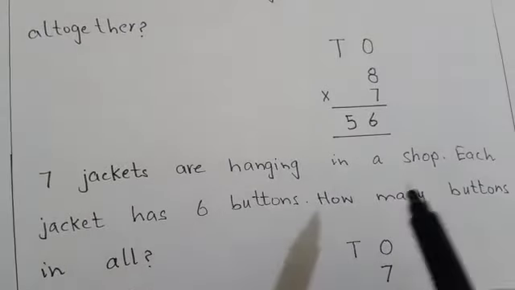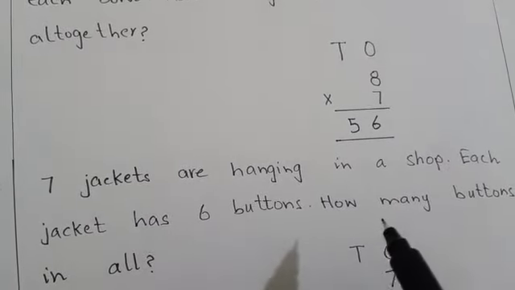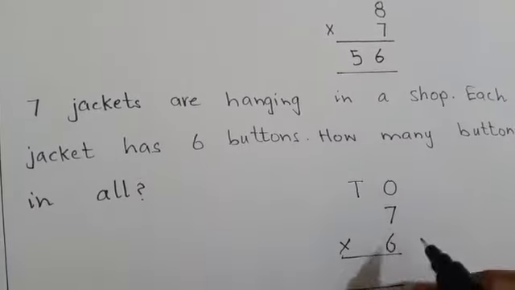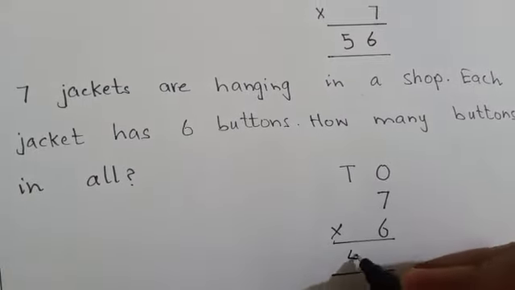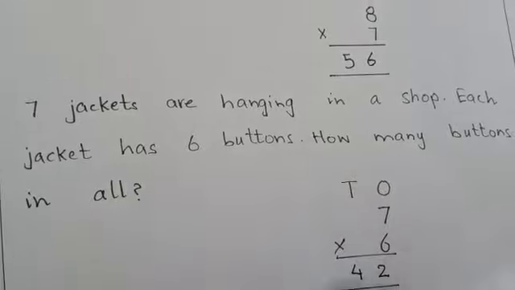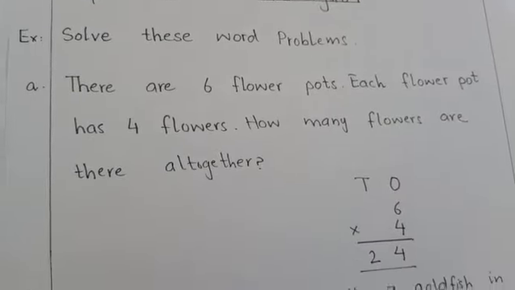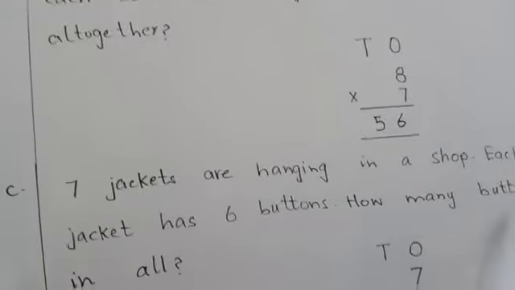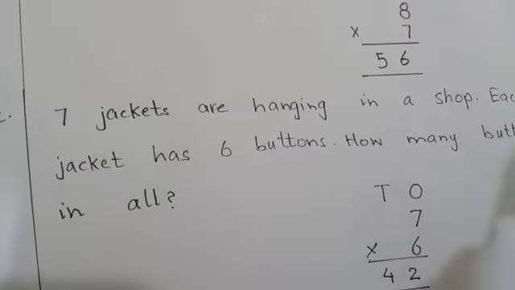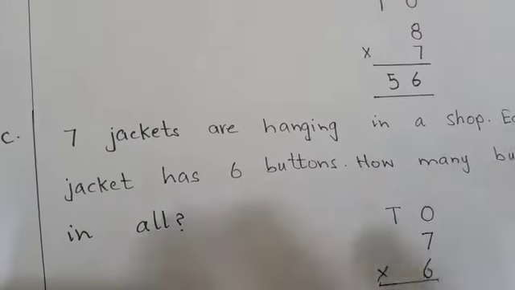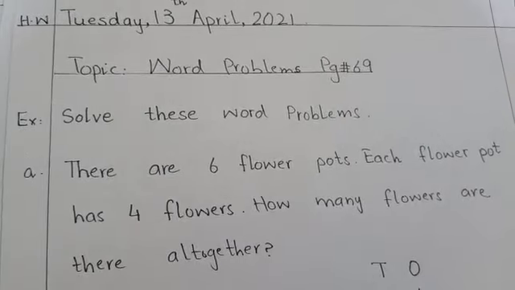Next we have C part. 7 jackets are hanging in a shop. Each jacket has 6 buttons. How many buttons in all? It's 7 sixes are 42. You will solve A, B and C part in your notebooks. This is your homework. Do it in very neat handwriting. And if you have any problem, you can ask me.